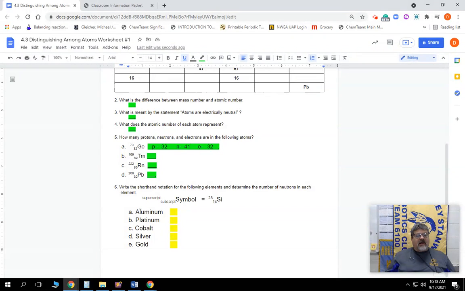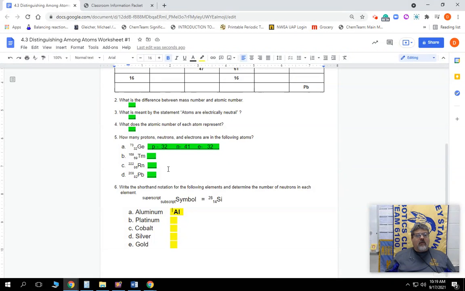Okay, let's go on down to the bottom one. Here, we're going to write the shorthand notation for the following elements and determine the number of neutrons in each element. You're going to put in the symbol for aluminum, which would be Al, with a lowercase l. Right at the front, you're going to put down the superscript. The way that you do that is by pressing Control and then greater than. That'll get it up to the top.